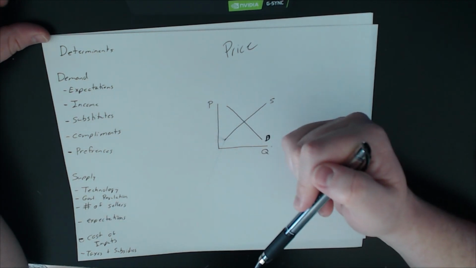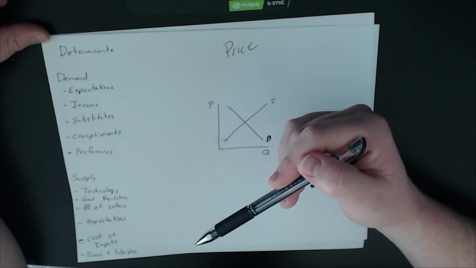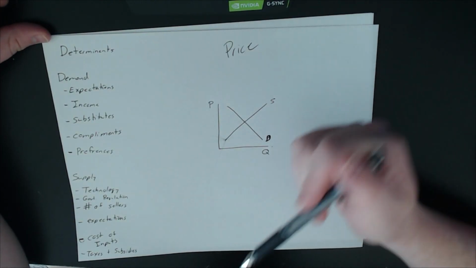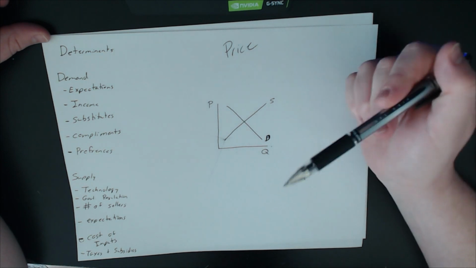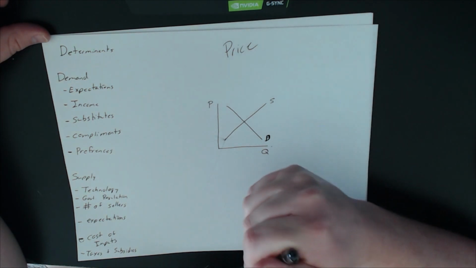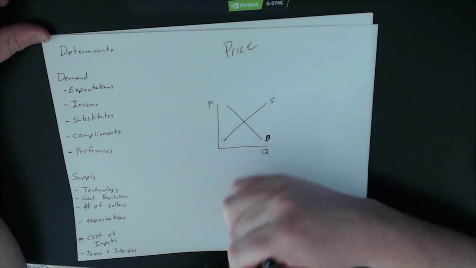Expectations. What do suppliers expect for the future? Are they expecting a good economy? Are they expecting a bad economy? Are they expecting their prices to rise? Are they expecting the prices to fall? What is going to happen?